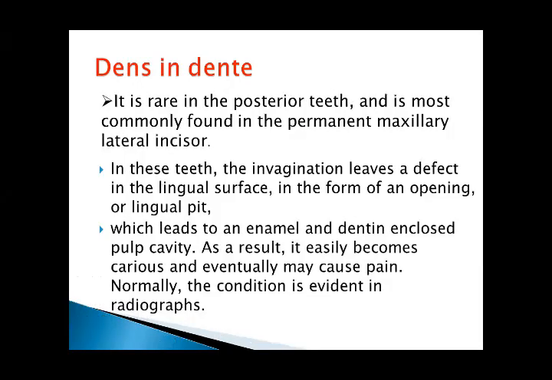It is rare in the posterior teeth and is most commonly found in the permanent incisor. In these teeth, the invagination leaves an opening on the lingual surface in the form of a lingual pit, which leads to an enamel and dentine enclosed pulp cavity. As a result, it easily becomes carious and may cause pain. Normally, the condition is evident in radiographs.